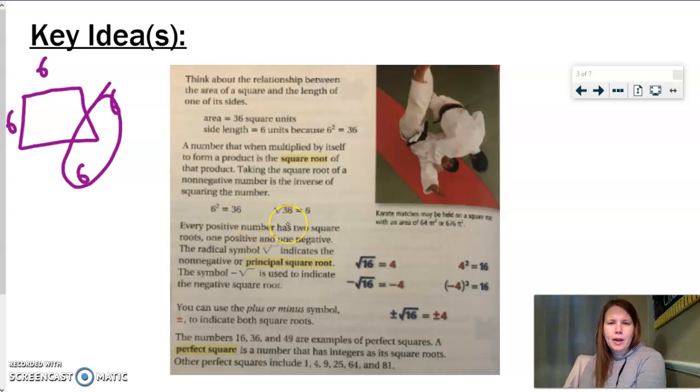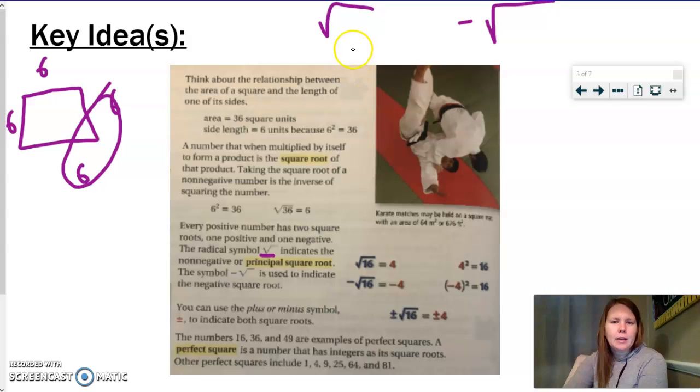Every positive number has 2 roots, one positive and one negative. We use this symbol, and it's a little hard to see in there when they're writing. But it is called the radical symbol, which indicates the non-negative or principal square root. The negative square root then uses a negative sign to indicate the negative square root. So they're saying there's a negative version and a positive version, because think about this.